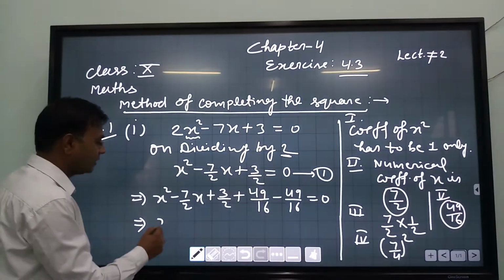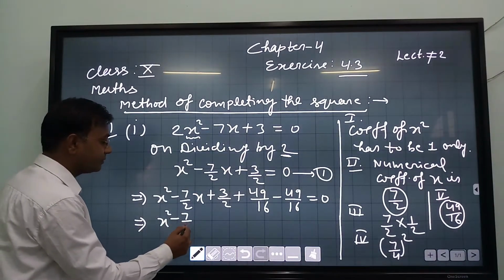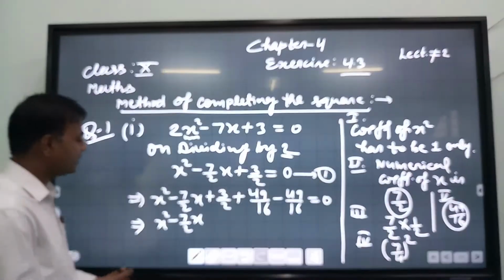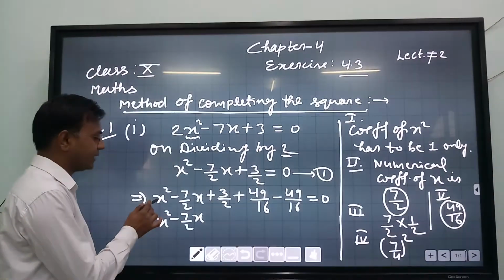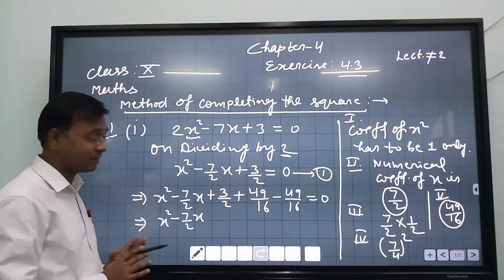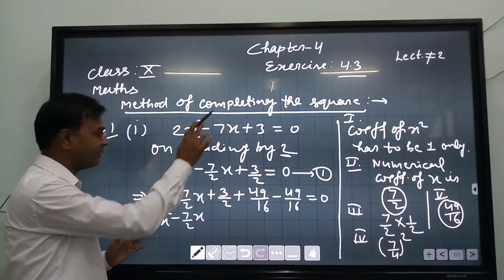So see, now we have to rearrange the terms. How are we going to rearrange them? Write the terms related to x square and the 7 by 2x. In all the questions we have to follow this method, okay, I mean in completing the square.